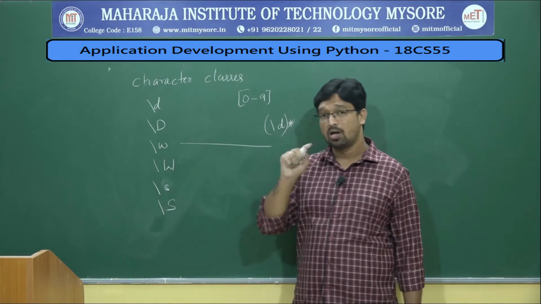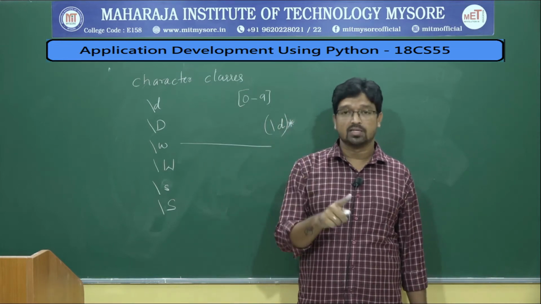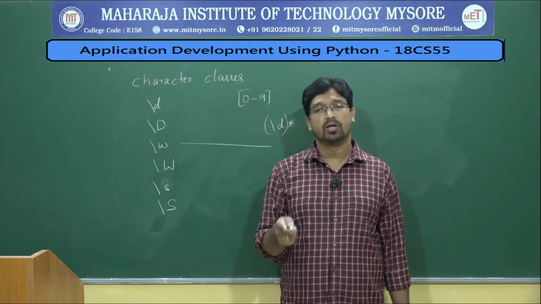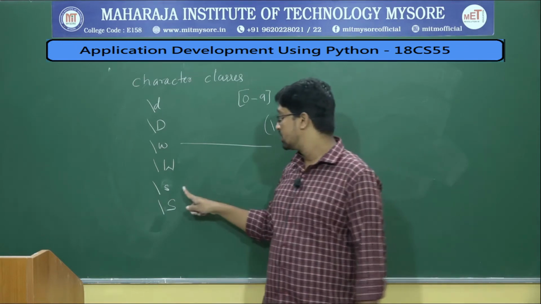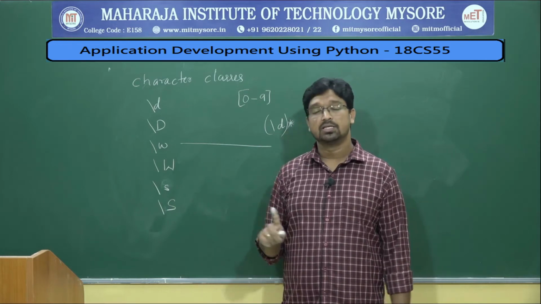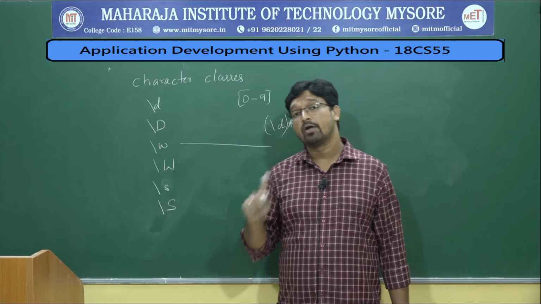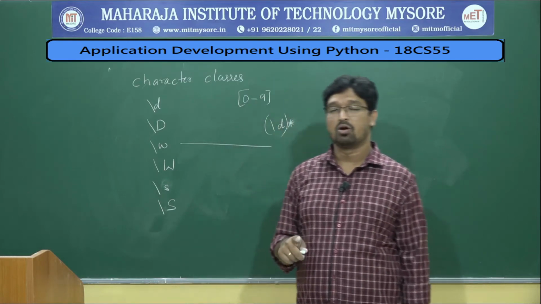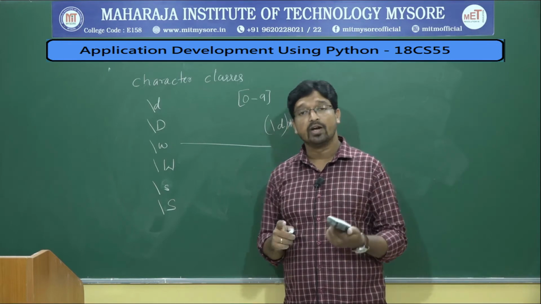Small s will match what? Spaces, either single space, 4 spaces, 3 spaces or tab of spaces or new line character. All these things will be matched using small s. Capital S, it will not match spaces, means non-white space characters. This is called a non-white space character. Let us say your email ID can be a non-white space.